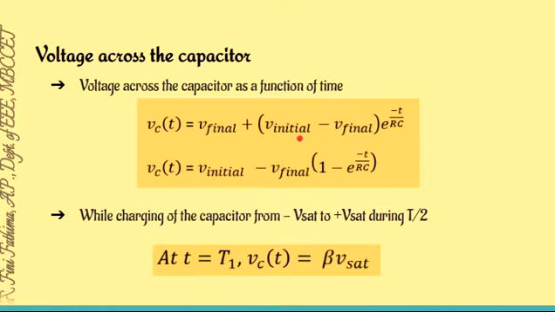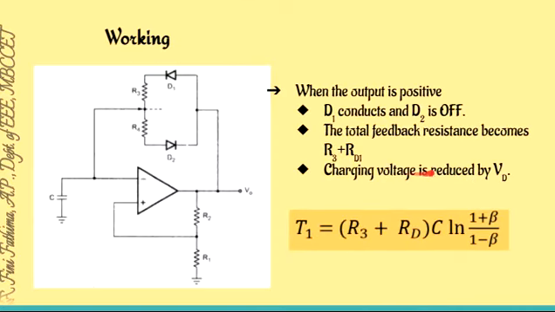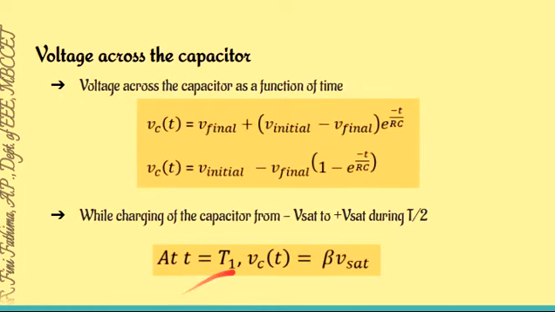We know that the voltage across the capacitor as a function of time is equal to final value plus (initial minus final) into e raised to minus t/RC. When I am going from minus Vsat to plus Vsat, then Vc equals beta Vsat; the initial value is minus beta Vsat and the final value it is recharging to is plus Vsat. It charges to plus Vsat into (1 minus e raised to minus t/RC). These equations and derivations were in Astable part 2. Finally, solving this, we get the equation T equal to 2RC ln((1 plus beta) divided by (1 minus beta)).